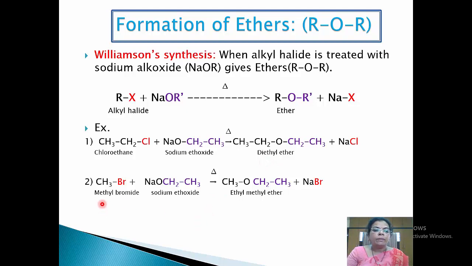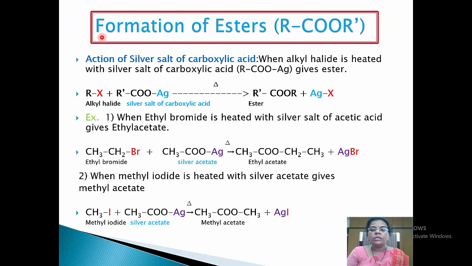Now second example, when methyl bromide, that is CH3Br, is treated with sodium ethoxide, that is NaOCH2CH3 or NaOC2H5, it gives CH3OCH2CH3. It is ethyl methyl ether plus NaBr, that is sodium bromide. Now ethyl methyl ether is a mixed ether because oxygen is bonded to two different alkyl groups, that is ethyl and methyl. It is also named as methoxyethane.